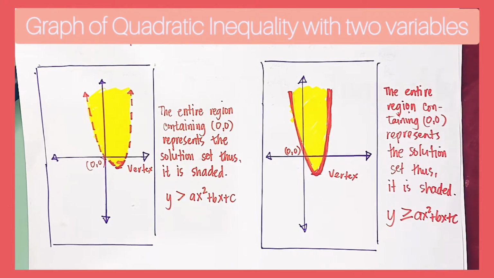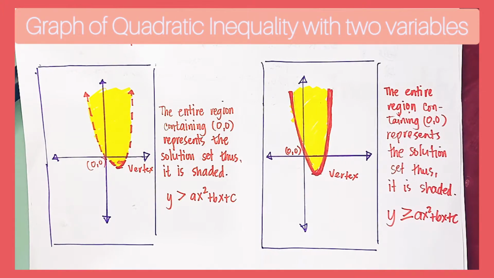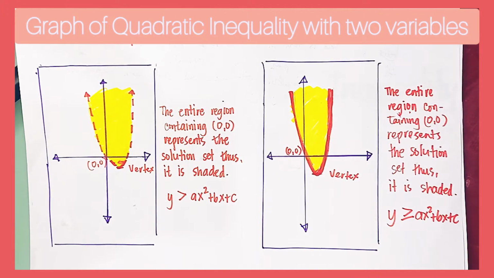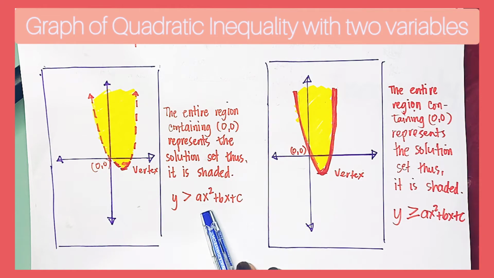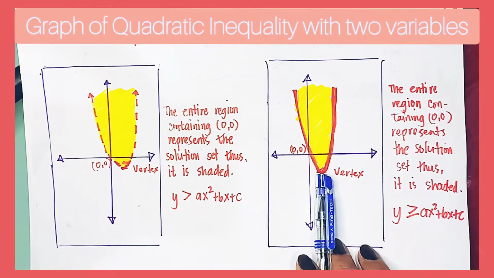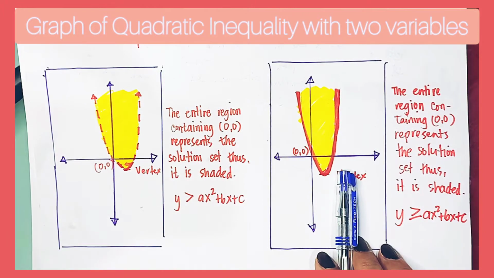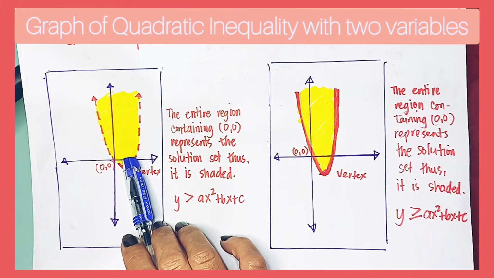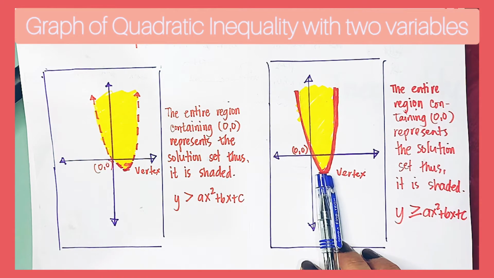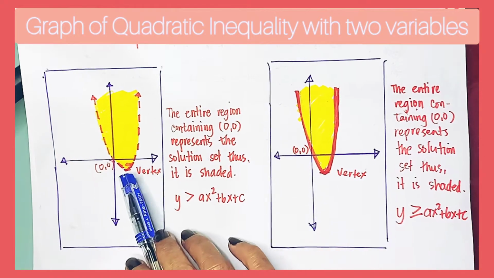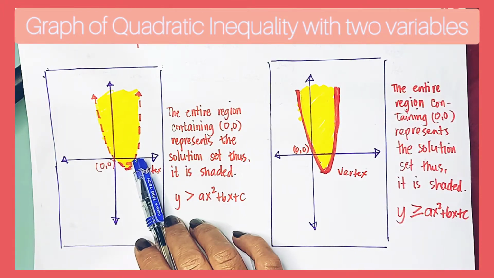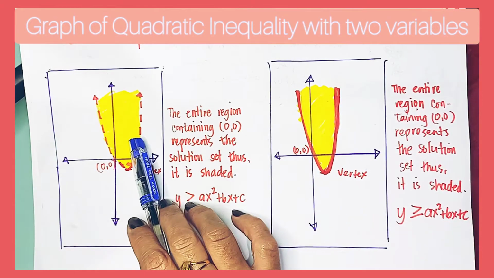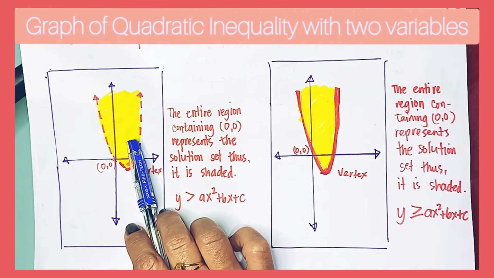Before discussing the steps on how to solve quadratic inequality by graphing, I would like to show you the graphs of the quadratic inequality with two variables. In these particular parabolas, one uses the broken line and the other one uses the solid line. When it uses the broken line, that part is not included in the solution set. And the part that is shaded is the solution set of the given inequality.